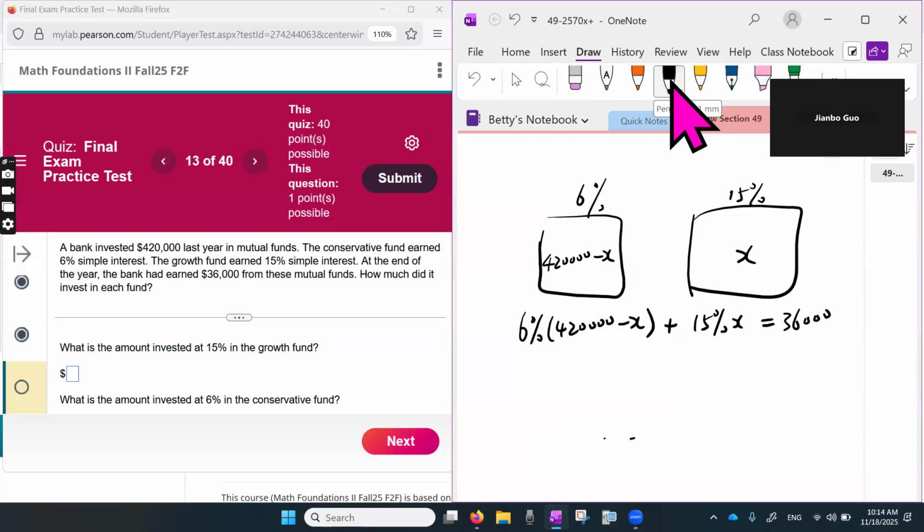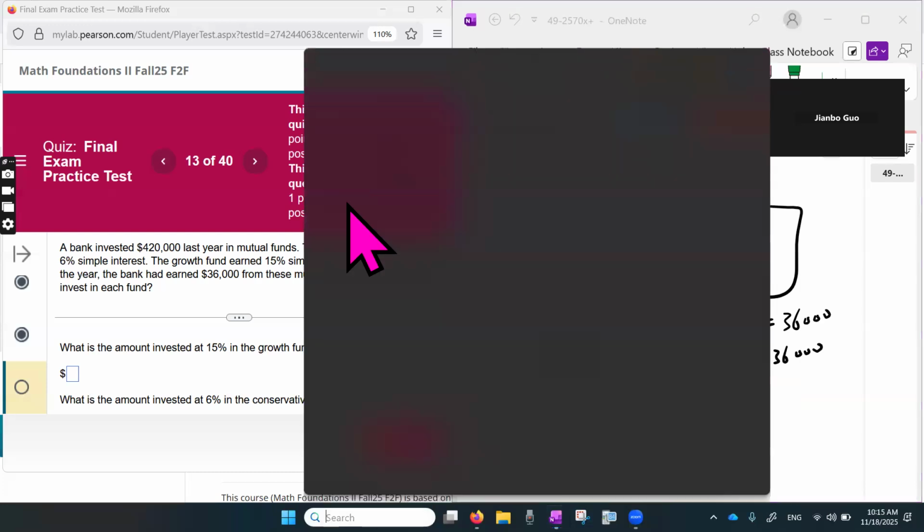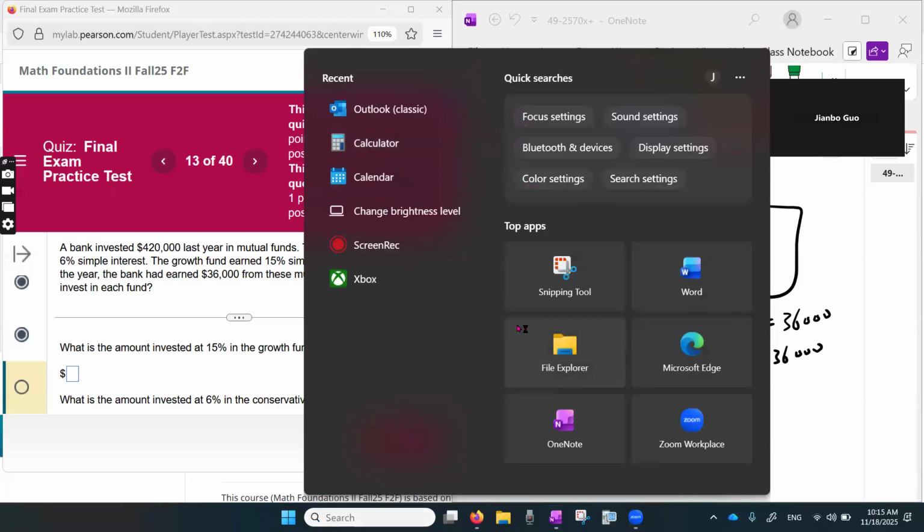You can use a different method, but I would convert the percentage to decimal. 6% is 0.06. Be careful with the number of zeros, okay? So 0.06 times 420,000 minus X, plus 0.15 times X equals 36,000. Distribute. We can use the calculator to assist us.